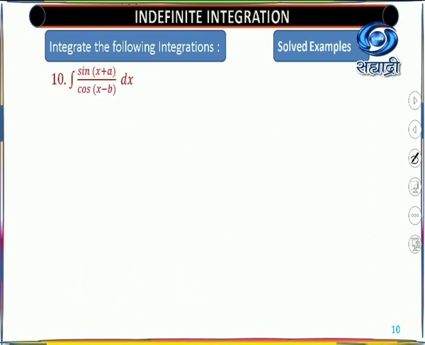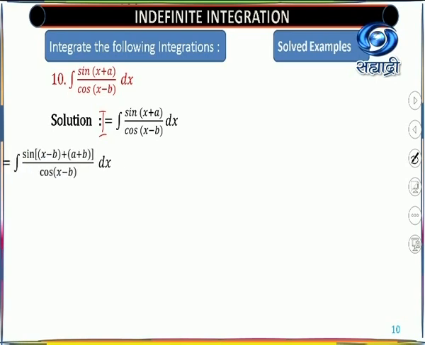So now the 10th example. I have already discussed the 10th example, that is (sin(x + a)) upon (cos(x - b)). That means you try to convert your numerator angle to be the same as the denominator angle, at least one in it. To convert that, you need to add and subtract b. By adding and subtracting b, you will get your result. Okay. So I equals the integral of sin(x + a) upon cos(x - b) dx.